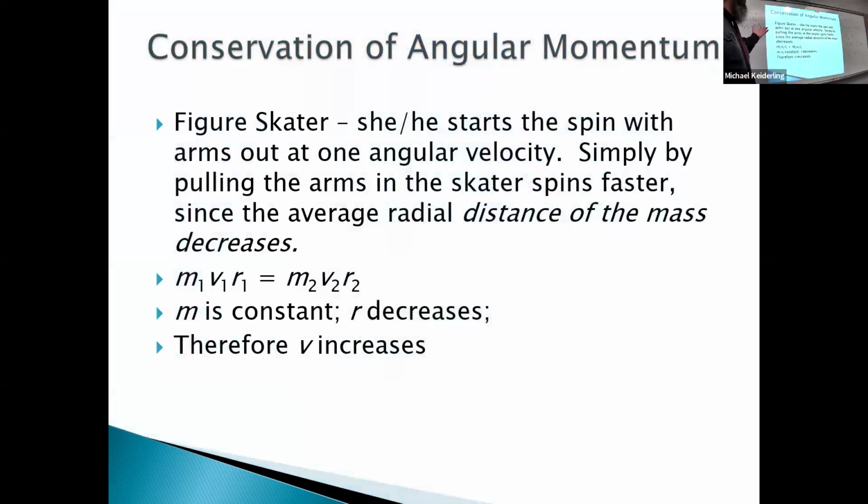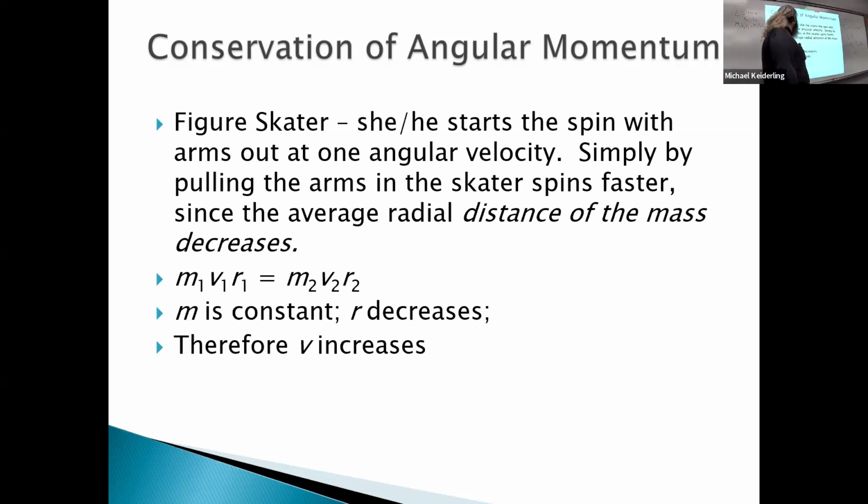So here is the example of a figure skater. They start their spin with their arms out at one angular velocity, and by pulling in their arms, they spin faster because the average radial distance of the mass decreases. There's an actual way you would calculate this, which we are not going into, because that is beyond the scope of this class. But you can work out how the distribution of mass changes, how the average radial distance of the mass decreases, and how much faster they'll spin.